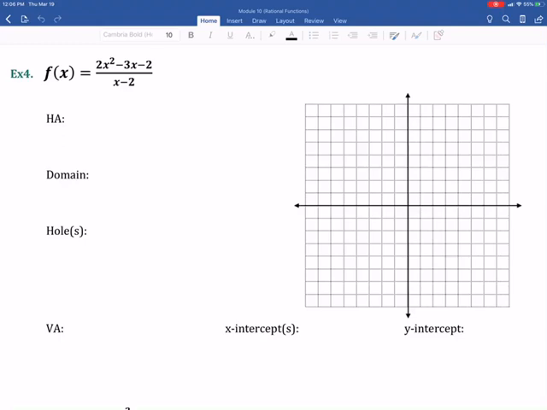Alright, let's take a look at one more rational function graph. For the first step again, let's go ahead and factor these polynomials. So in the numerator we have a quadratic. I'm going to go ahead and factor that down to its two linear binomial factors.